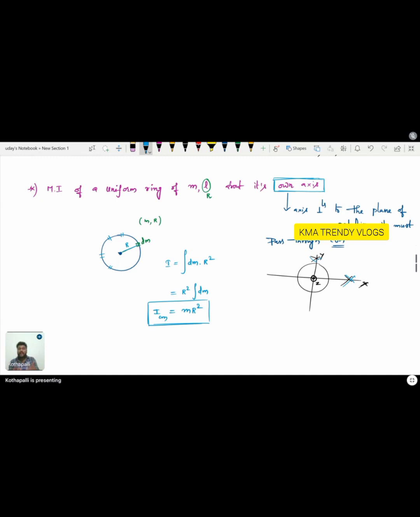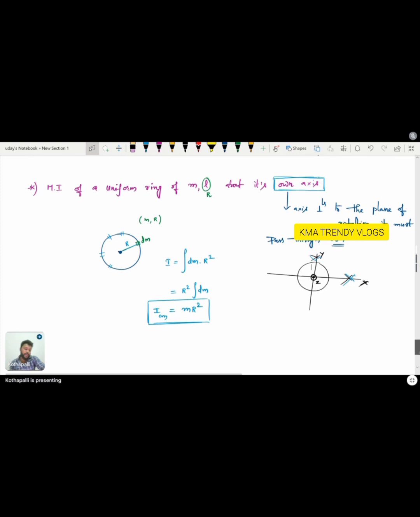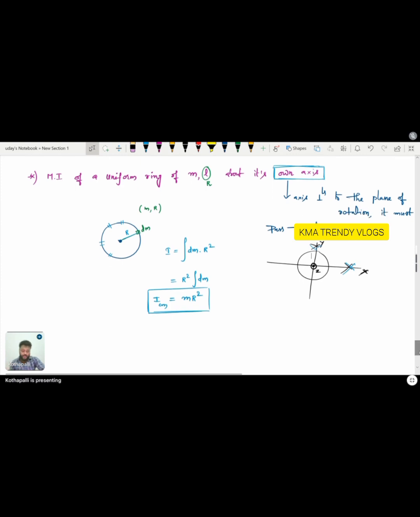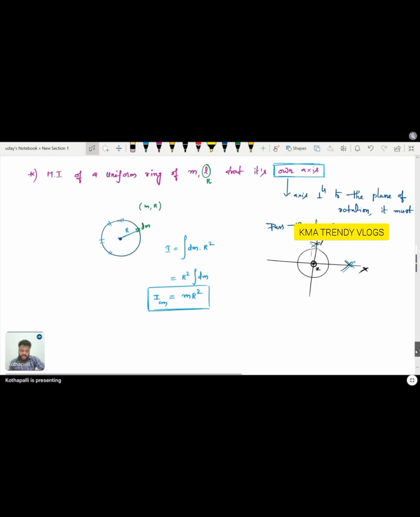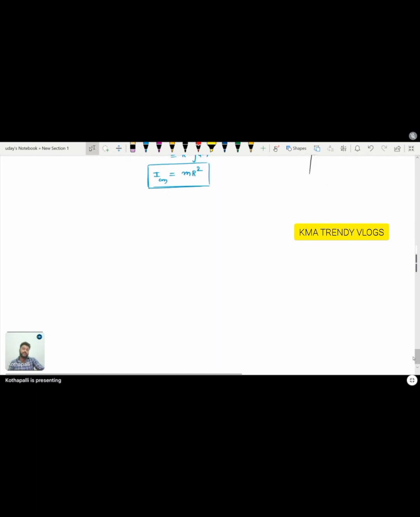Okay, so till the parallel axis theorem and perpendicular axis theorem, you just understand how to calculate the value of moment of inertia for an axis passing through its center of mass and perpendicular to its plane of rotation, which is m r square. Okay, based on the same logic, the same approach, let's do it for the case of a disk.